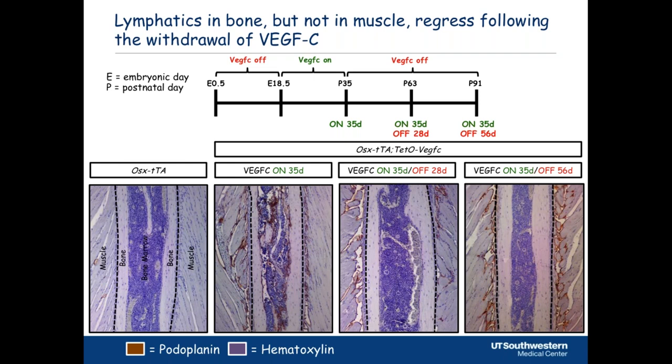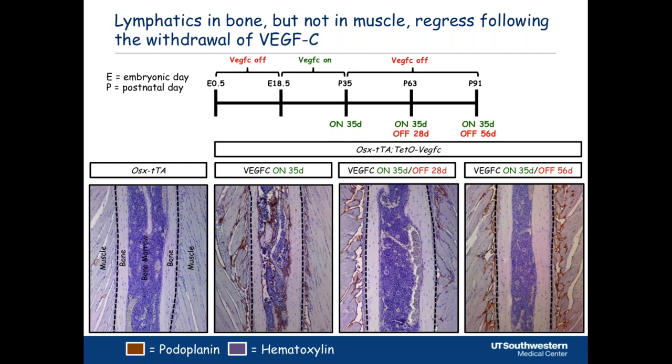Overexpression of VEGF-C for 35 days induced the formation of lymphatics in bone. It also induced the growth of lymphatics in the adjacent muscle. To our surprise, the abnormal lymphatic vessels in the bone, but not the abnormal lymphatics in the muscle, disappeared following the withdrawal of VEGF-C. So these data show that lymphatics in bone depend on continued VEGF-C signaling for their survival.